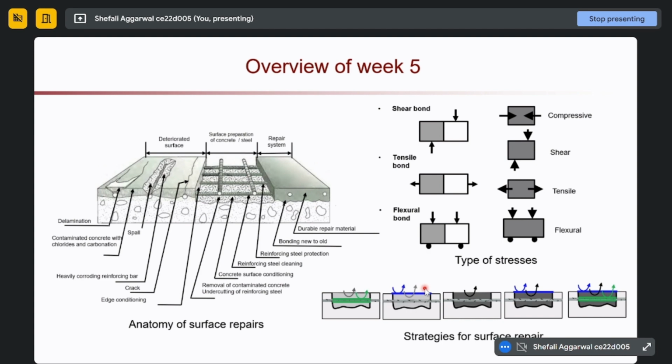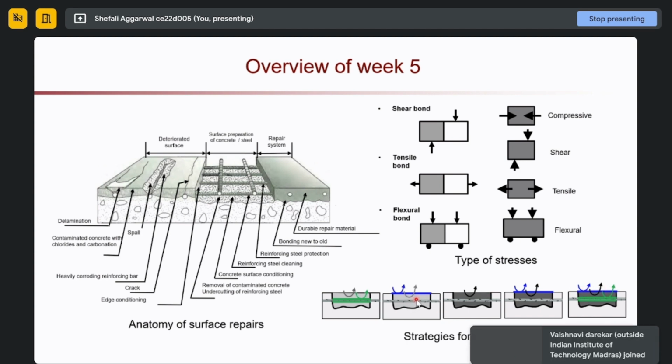In the third case, we are using a better durable repair material, with admixtures or fines or some other good material. In the fourth case, we have a similar good repair material with some protective coating. In the fifth case, first we coat our rebar with the repair material, then we repair the patch using a good material, and then we provide the protective coating as well. So these are the different strategies which can be chosen for surface repair. Is this clear?